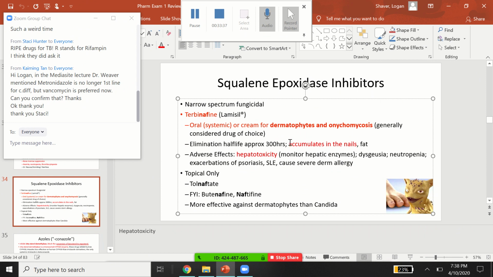And also that it can accumulate in the nails, so it helps it do its job even more efficiently, right? Because it is able to accumulate in the area where you'd have these kinds of infections. And adverse effects wise, it just has hepatotoxicity. Okay, so just make sure you know that it has that adverse effect, that it targets dermatophytes and onychomycosis, and that it can accumulate in the nails.